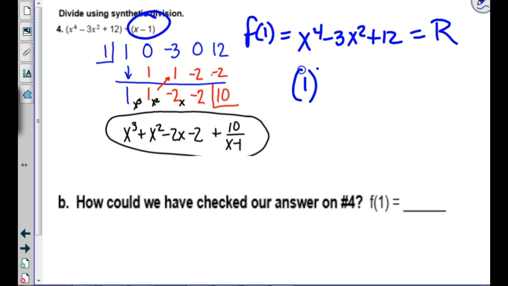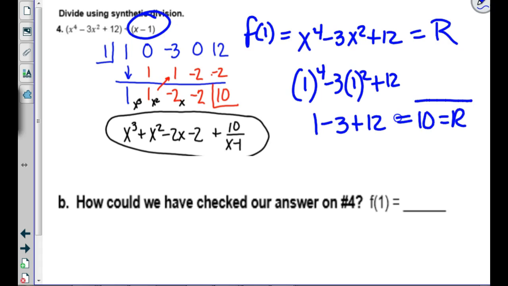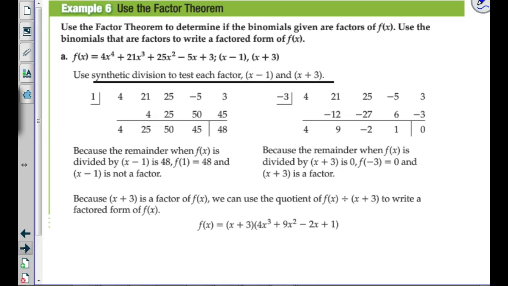So if I put a 1 in here, 1 to the 4th minus 3 times 1 squared plus 12 would be 1 minus 3 plus 12, which is negative 2 plus 12, which is 10. And that should be our remainder. Is that what it turned out? Okay. Trying to tie those two ideas in your head. You can do a problem either way. If I ask you what's the remainder and that's all I asked, you could do it by direct substitution. If I asked you a value of a function, you could, in theory, do the synthetic division and just find the remainder. If you have a calculator in your hand, I'm not quite sure why that's better, but all right.